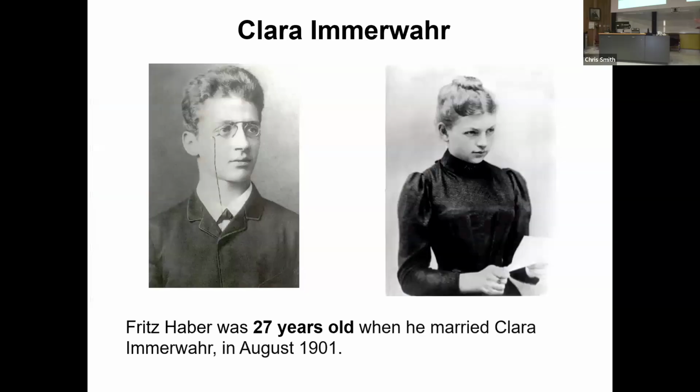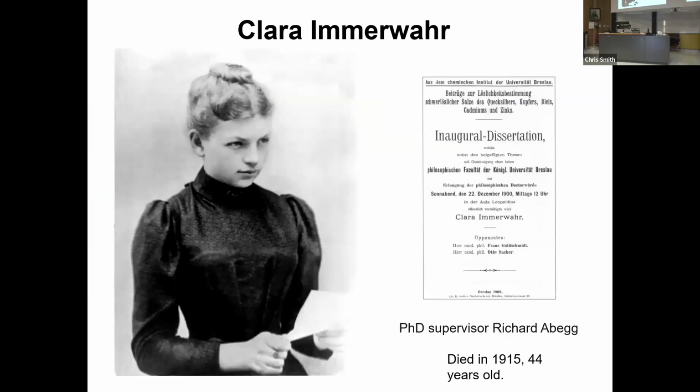Now, if we just return to a slightly earlier time, you can see Haber was quite a handsome-looking man when he had hair. And at 27 years old, he marries this woman here called Clara Immerwahr. Now, Clara Immerwahr is a really interesting person. She's the first female student in Germany to receive a PhD. She worked with this man, Richard Abegg, and Richard Abegg was a friend of Haber's.